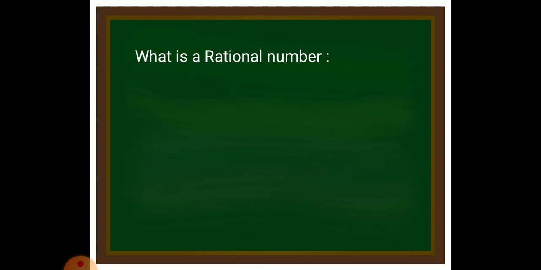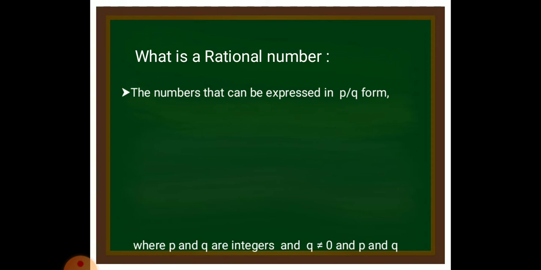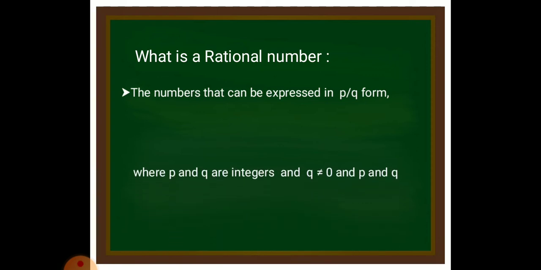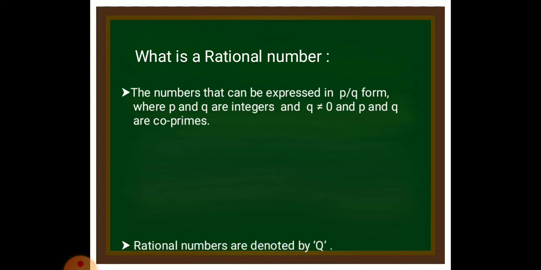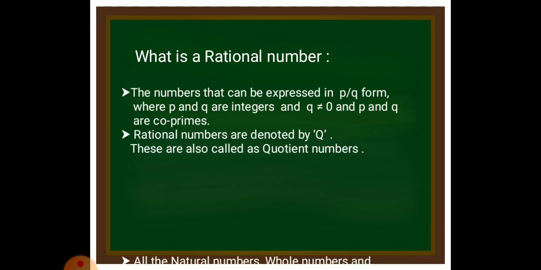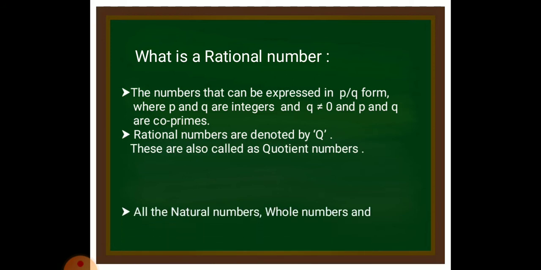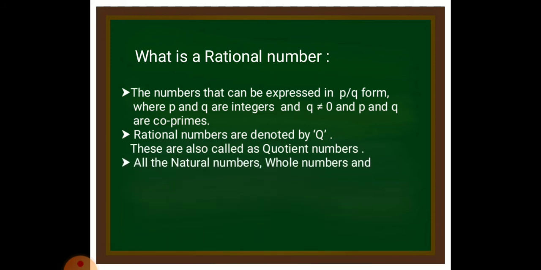The first topic was what is a rational number. We have seen that the numbers that can be expressed in p by q form, where p and q are integers and q is not equal to 0 and p and q are co-primes, are the rational numbers. Rational numbers are all denoted by capital Q and they are also known as quotient numbers.